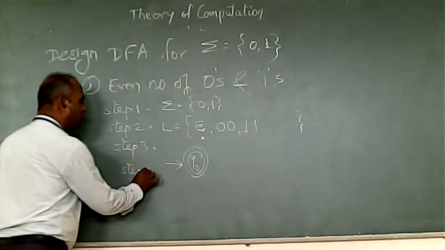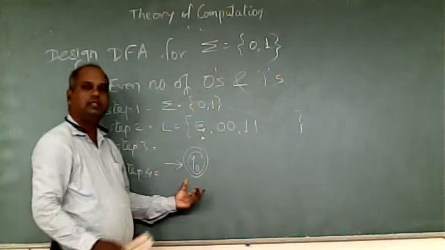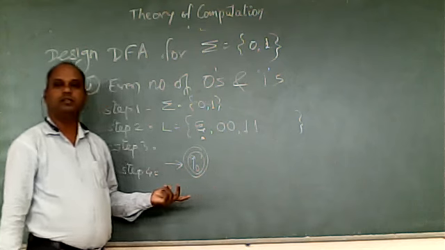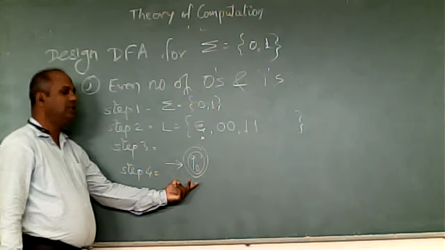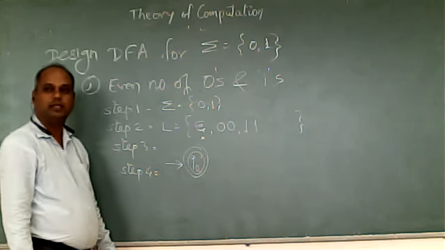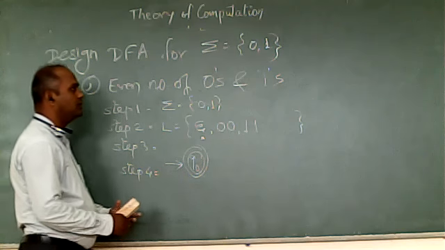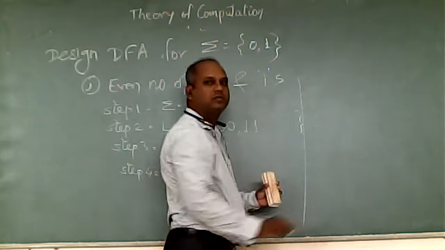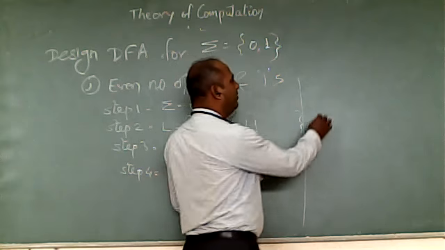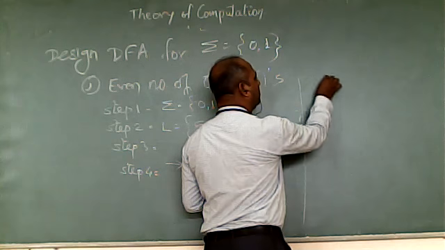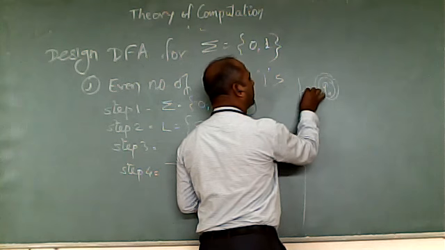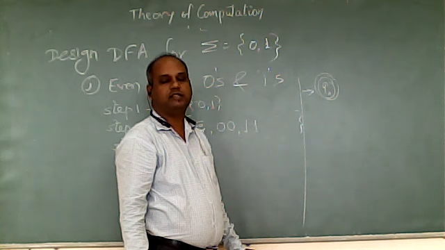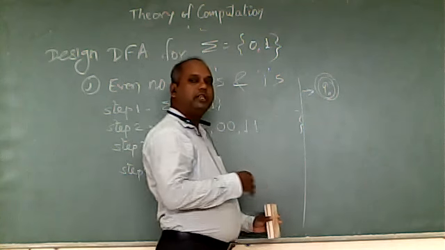Now step 4. Step 4 is extending this DFA, which is for the smallest size, for any input. So we have to extend, expand this DFA. We'll redraw Q0 for expansion. This is your current DFA for the smallest size valid string.